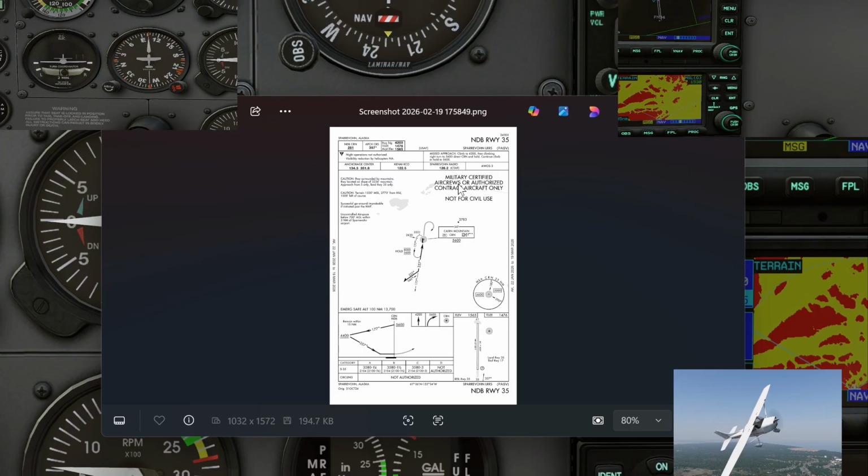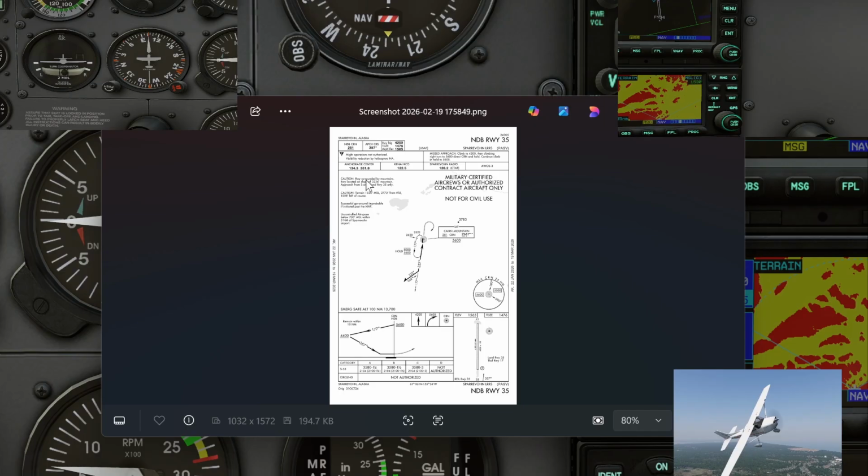Military certified air crews or authorized contract aircraft only. Man, that's got my name written all over it. Well, I'm not in the military anymore, but I'm flying contract. So we're going to go in under contract. Okay? It's not for civil use, but hey, we got a contract. So we're going to be flying into this airport.